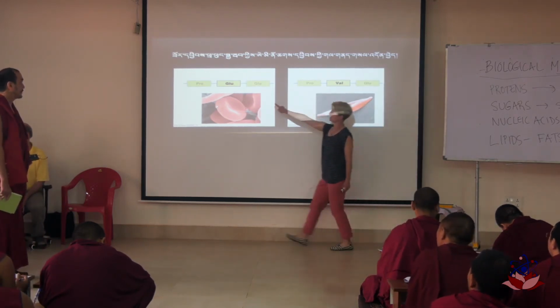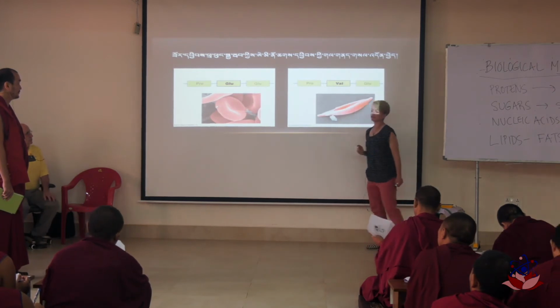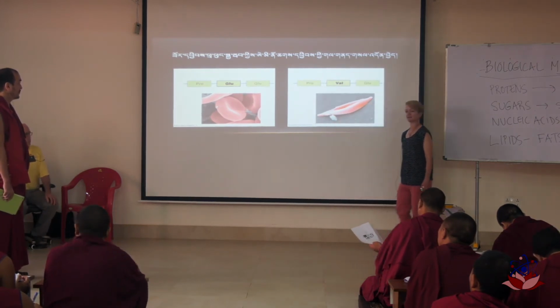So change a glutamic acid for a valine, and the result is sickle cell.